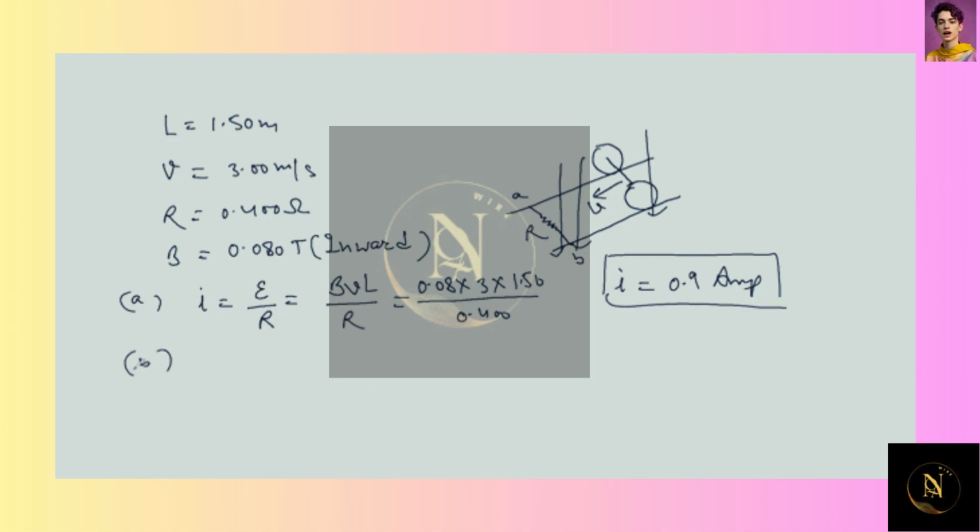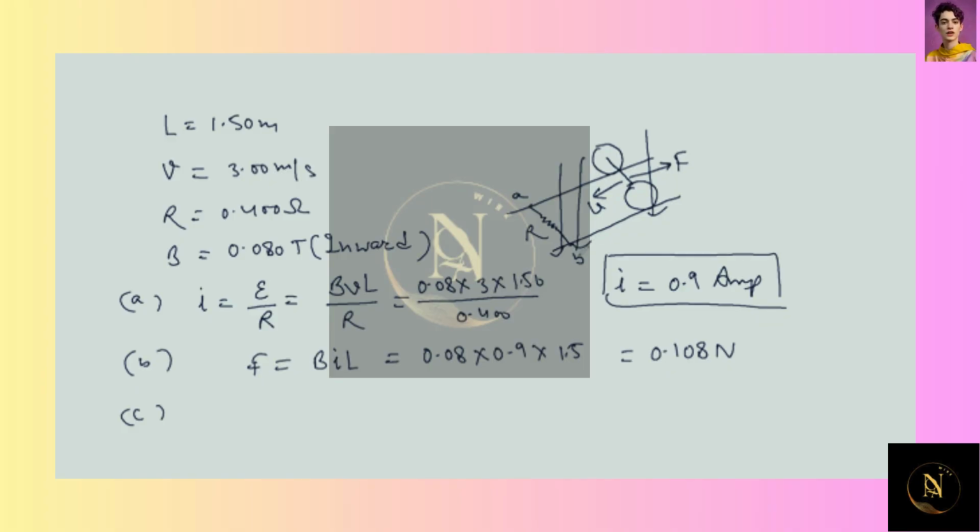Now, in the second part of the problem, we have to find the magnetic force acting on this axle, which definitely will be in a direction opposite to the direction of motion as per Lenz's law. The expression for that magnetic force is given as BIL. So again, for magnetic field, this is 0.08, for current this is 0.9 ampere, and for length this is 1.5. So in Newton, the force will be 0.108 Newton.